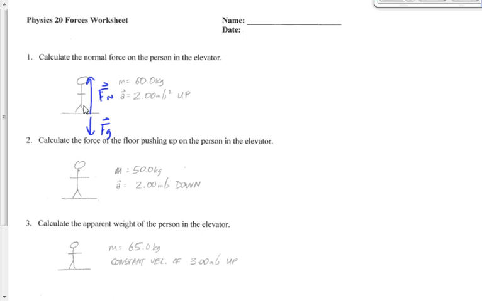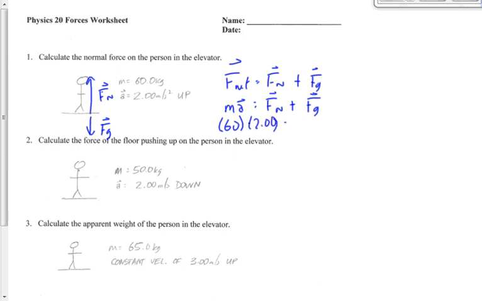All right, we know what to do next too, right? F net is equal to the sum of the forces, Fn plus Fg. Ma is equal to Fn plus Fg. So what do we got here? 60 kilograms times the acceleration of 2.00 equals the normal force, which is what we're looking for, plus the force of gravity, which of course is going to be 60 times 9.81, right?